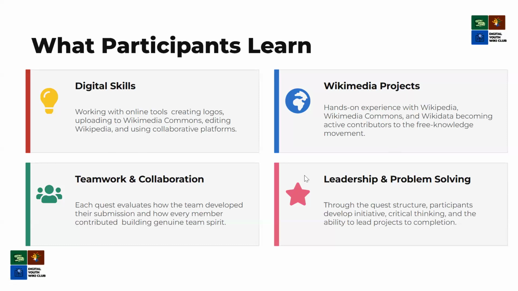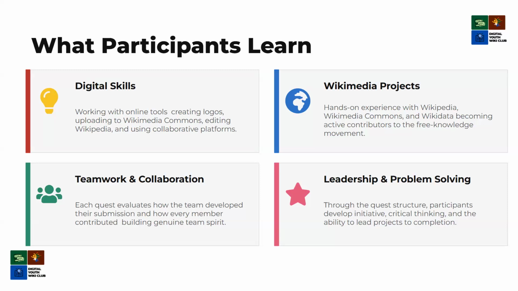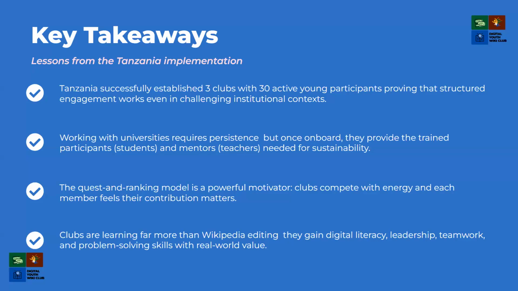So what did participants learn? They learned digital skills, as I said. They learned Wikimedia projects. They learned how teamwork is built, how to collaborate, and also leadership and problem solving. I say leadership and problem solving because, as you can see in Quest 2, we just taught them how to upload pictures to Wikimedia Commons and what Wikimedia Commons means. After that, they went and found the gap where they had to take the picture and upload it to Wikimedia Commons. Many clubs in these 3 countries did a wonderful job, and I hope the project will continue to do a wonderful job for these youth. Next slide, please.